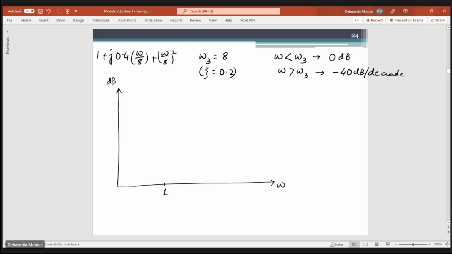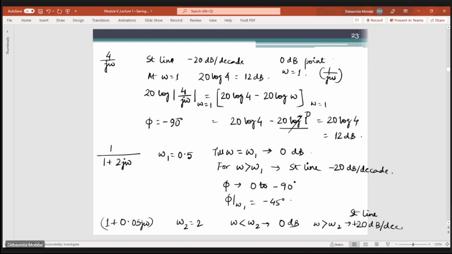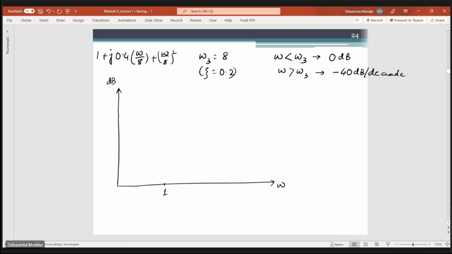On this plot, first of all, we'll mark all the corner frequencies. We have corner frequencies at 0.5, 2, and 8. So this is 0.5, another one is at 2 over here, and we have 8 over here. This is omega 1, this is omega 2, and this is omega 3, and this is omega equals 1.